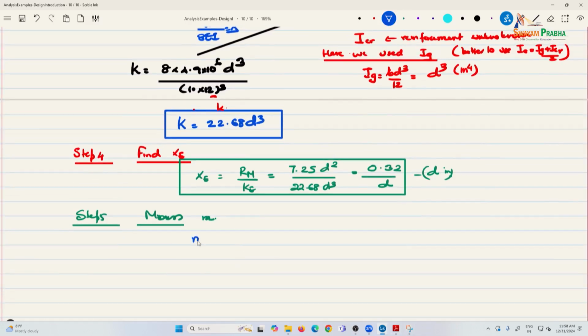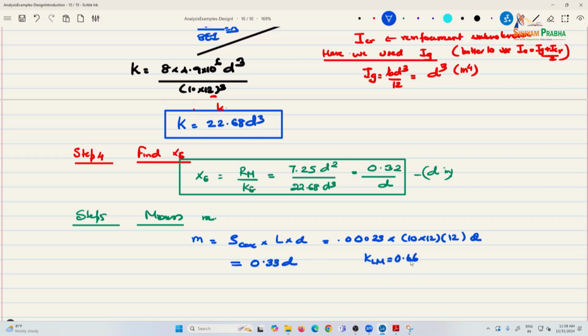So, the mass of concrete, this is the density of concrete multiplied by L multiplied by D, and this has been computed to 0.00023 multiplied by L multiplied by 12 D. So, this also comes in terms of 0.33 D, and KLM is 0.66. So, we use these two expressions.